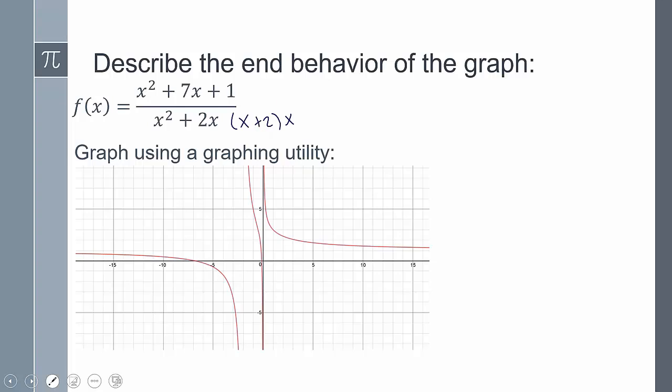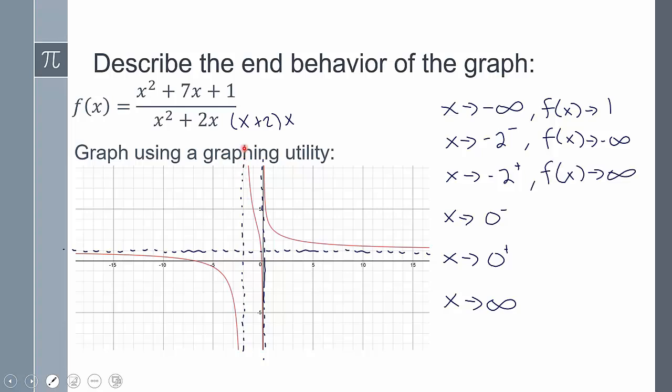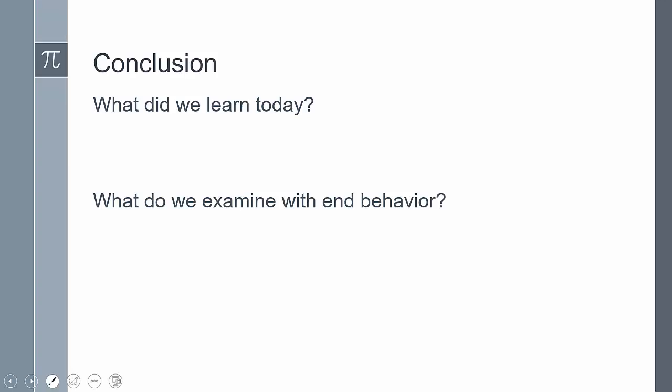Just to show that it's factored, there are my asymptotes. Again, we're going to have these end behaviors. We have x approaching negative infinity, -2 from the negative, -2 from the positive, 0 from the negative, 0 from the positive, and then we have our positive infinity. So what is my y doing? It's going to 1, it's going to negative infinity, it's going to positive infinity, it's going to negative infinity, it's going to positive infinity, and it's approaching 1.